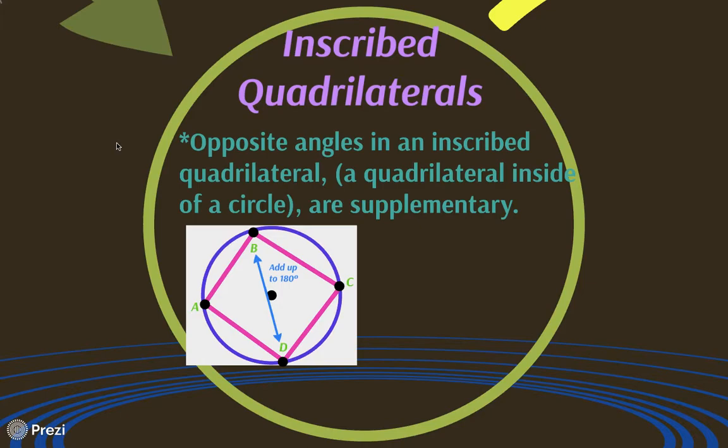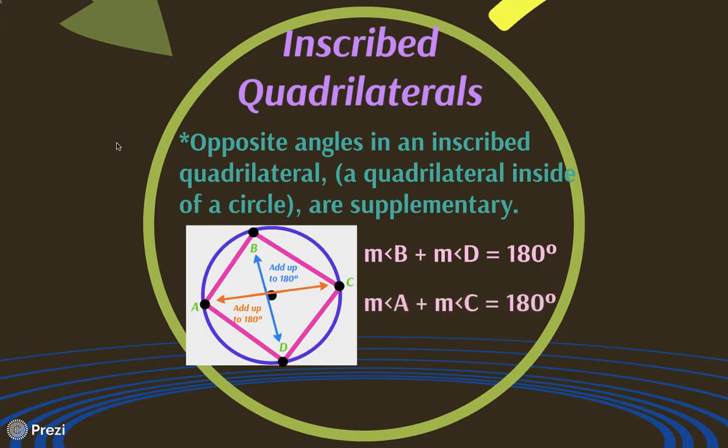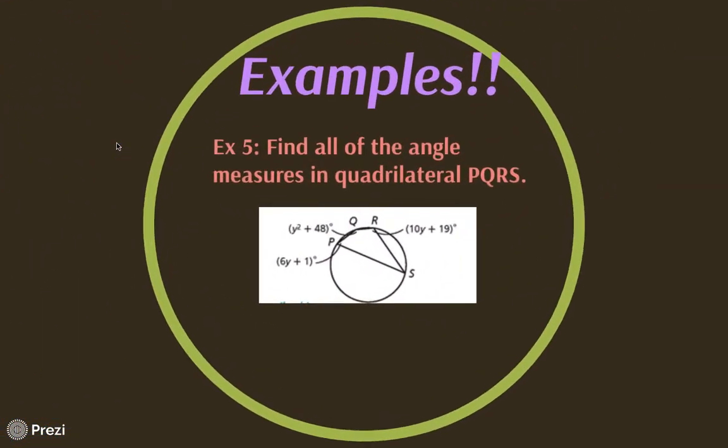Now this only happens when a quadrilateral is in a circle. In a normal quadrilateral, opposite angles do not necessarily add up to 180, so watch yourself. The demon cats will get you if you assume that about a quadrilateral. So that means the measures of B and D add up to 180. Also, A and C are opposite angles in this quadrilateral inscribed in a circle, which means they will also add up to 180. So we're going to use this property in our final example problem, example 5.